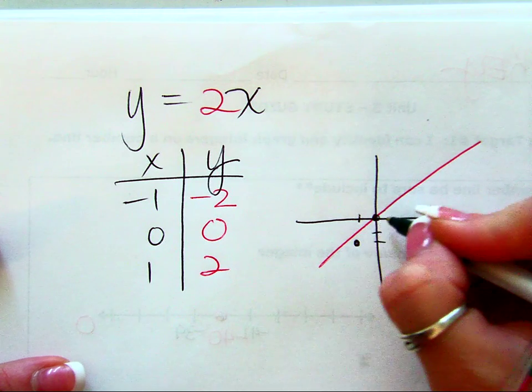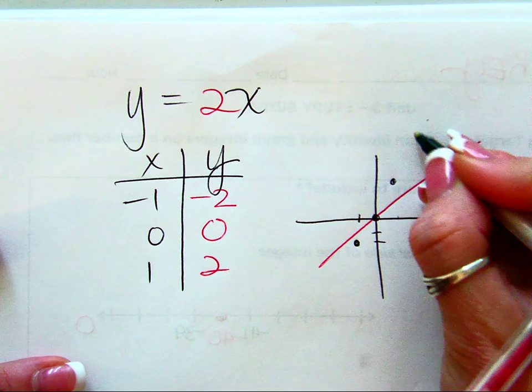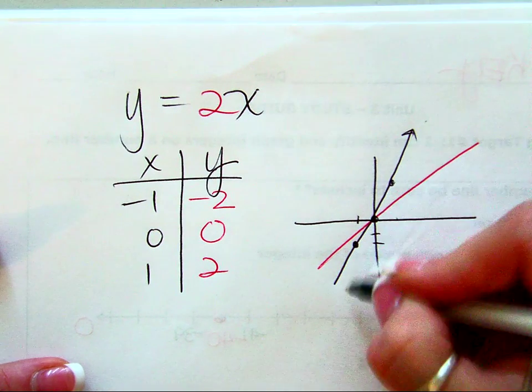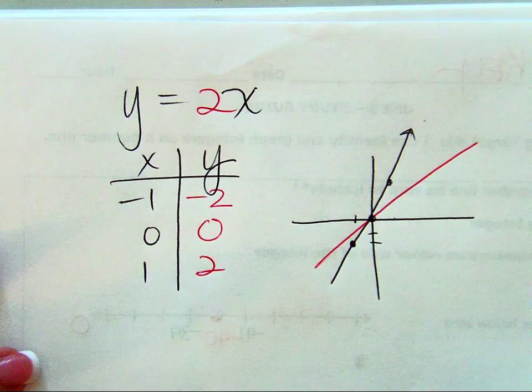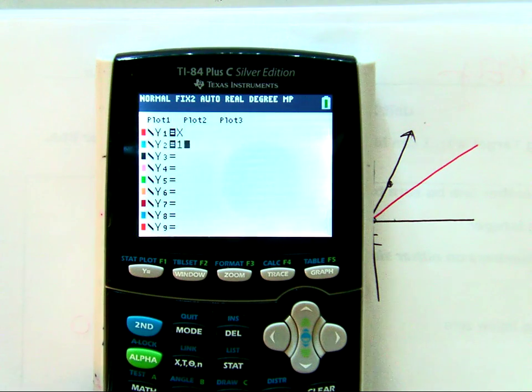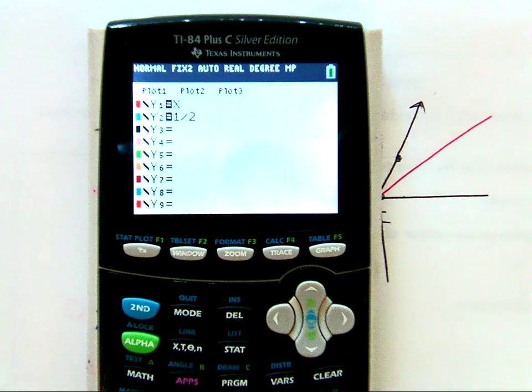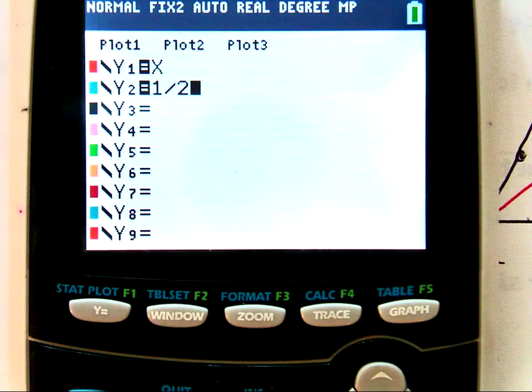So let's go ahead and in here, graph the 1/2. And 1/2 is just 1 divided by 2. You know that, right? That's just the division bar. Don't forget your x, otherwise you'll get a straight horizontal line. So there's my parent function.